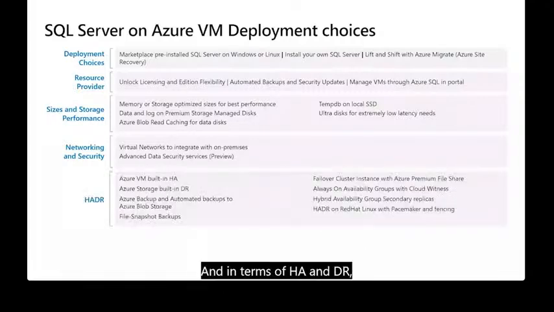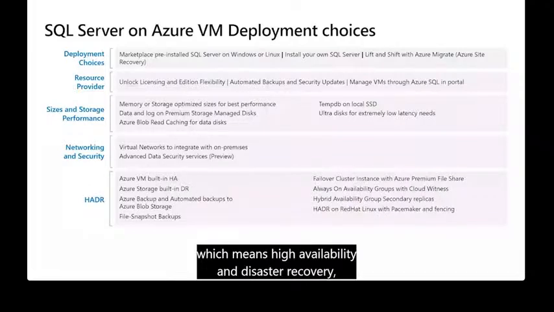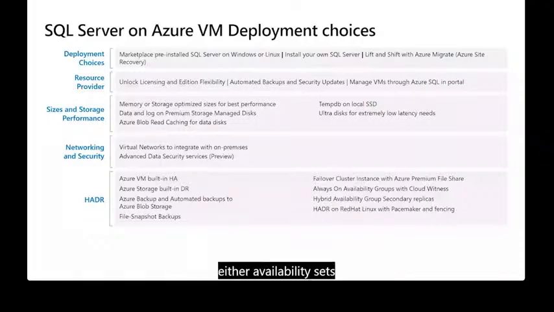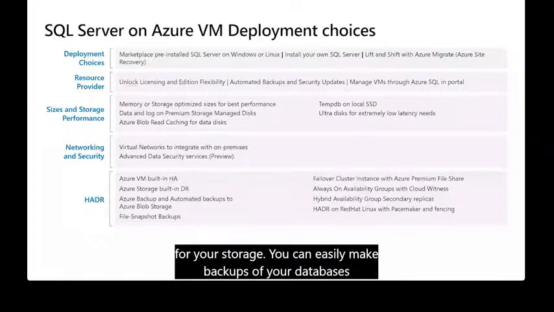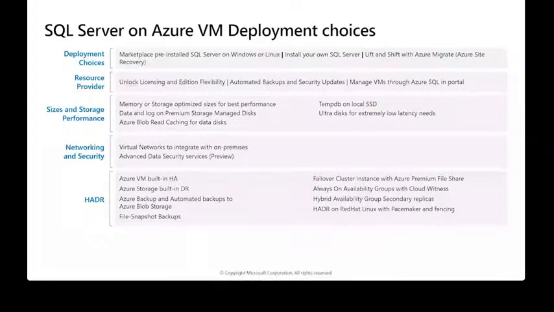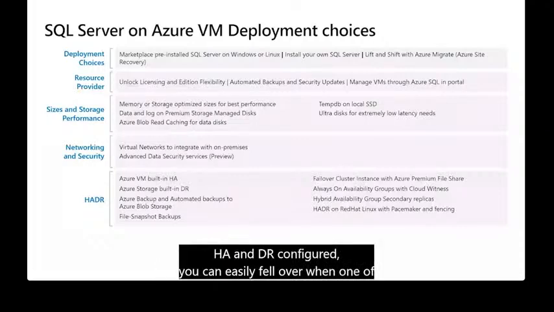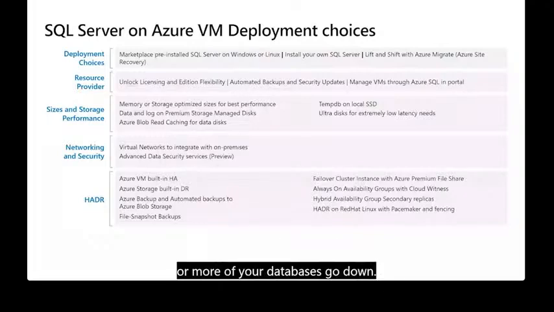And in terms of HADR, which means high availability and disaster recovery, you can configure high availability for your Azure virtual machines using either availability sets or availability zones. You can also use some of the redundancy options to configure disaster recovery for your storage. You can easily make backups of your databases using some of the Azure backup services. And with HADR configured, you can easily fail over when one or more of your databases go down.